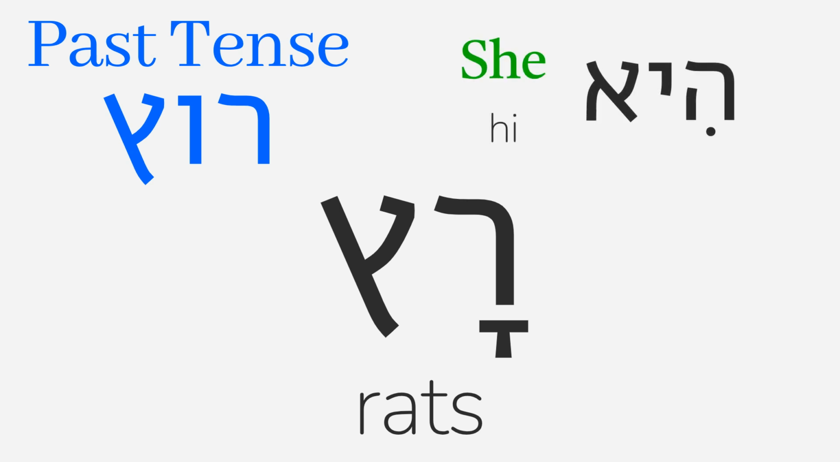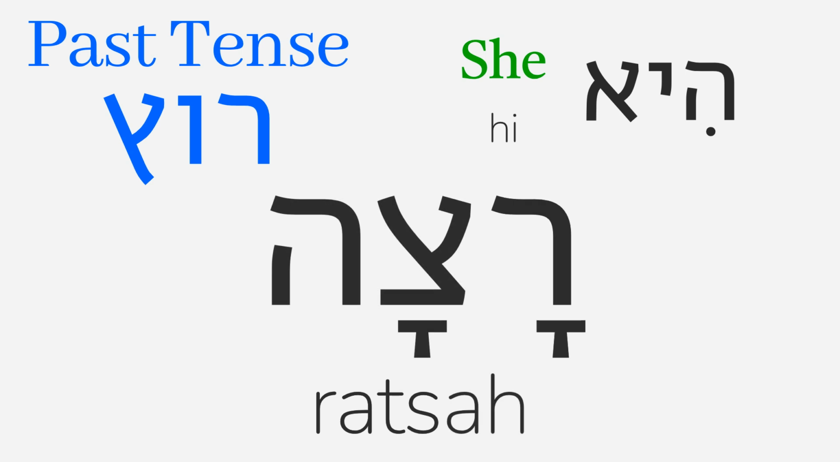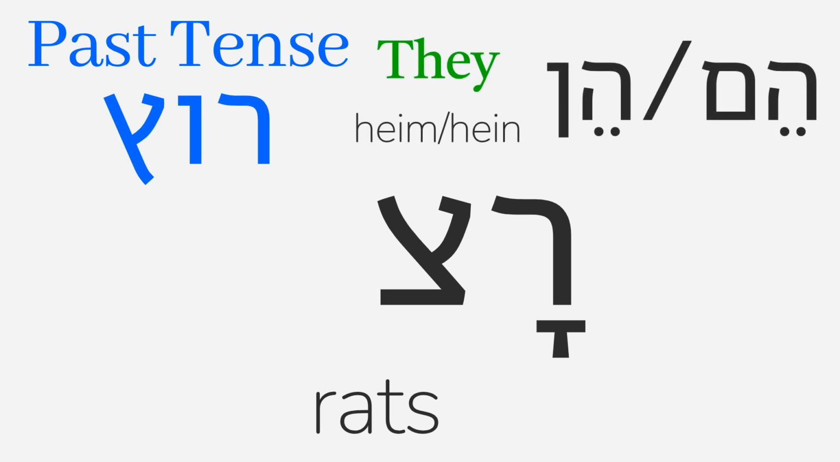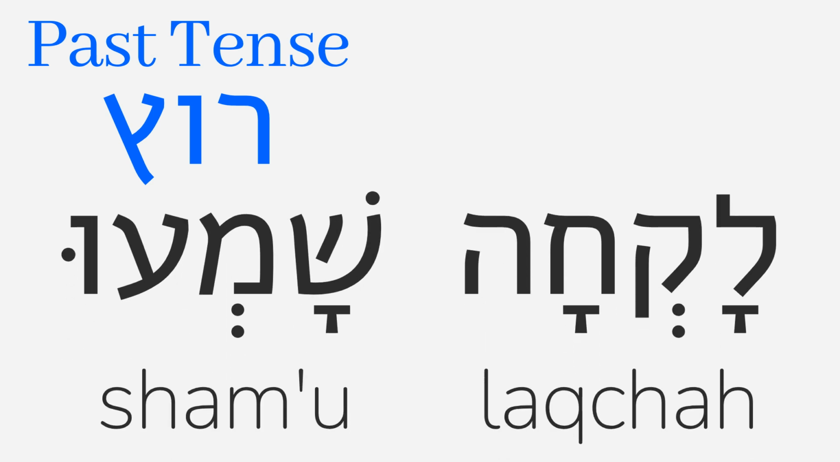To make the he, she form, she ran, we add the usual a ending to the hu form to make ratza, she ran. And to make the heim and hein, they form, they ran, we add an u ending, ratsu, they ran. Notice that with these she and they forms of the past tense with hollow roots, the accent is on the second to last syllable. Ratsa, she ran, and ratsu, they ran. This is unlike regular past tense verbs, where the accent will be on the last syllable of the she and they forms, as in lakha, she took, or sham'u, they heard.